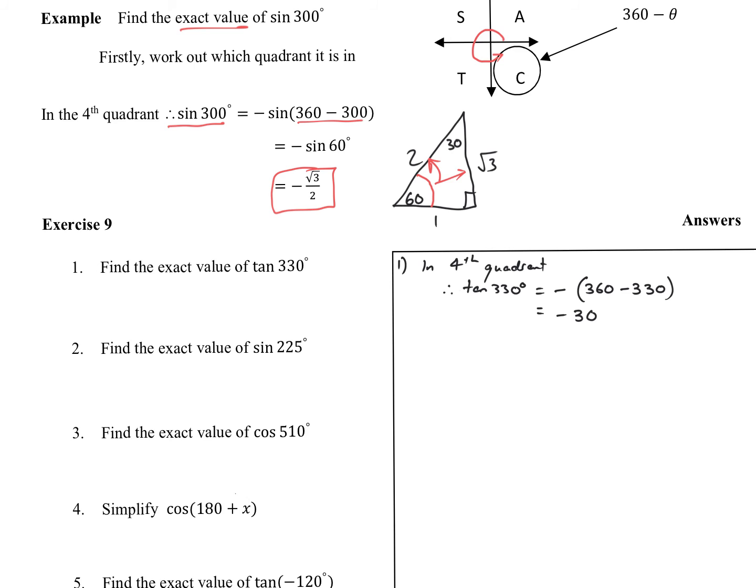Now, thinking to our triangle, here's my 30 degrees. Tan of 30 is opposite over adjacent, so it's 1 over root 3. So it's going to be negative 1 over root 3. It's often a good idea to rationalise your denominator. Okay, so times by root 3 over root 3, which will give you negative root 3 over 3.